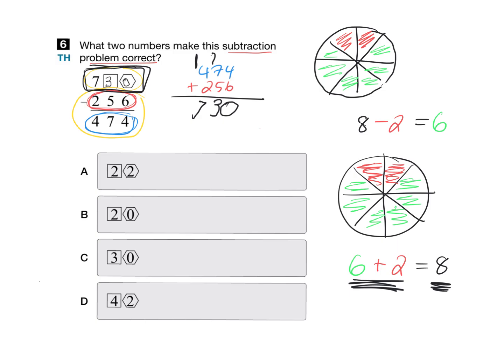Good. So what are the 2 missing digits that make this true? 3 and 0. So the answer is C. Excellent. Very well done. Stay tuned and come back for more EQAO questions. We're going to be looking at a different strand tomorrow.